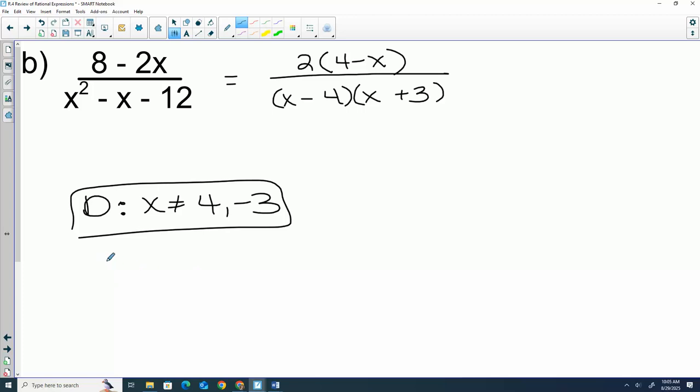Just so you know, on MyMathLab, it will have it set up as a solution set, so it'll say something like the set of x such that x cannot equal, and just have a blank. You just have to type in the 4 and the -3 there. To reduce, does anything cancel out right now? Not yet, because we don't have any parentheses in common.